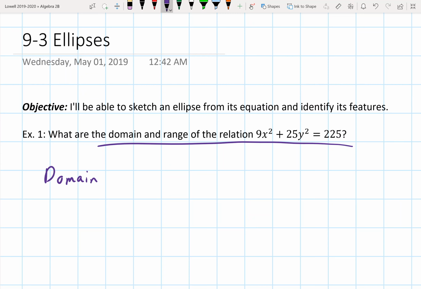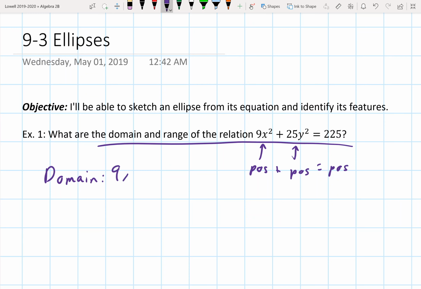Let's think about this equation before we even jump into that. Let's take a look at this equation. So we have 9x squared plus 25y squared equals 225. Notice here, no matter what x and y you plug in, x squared is going to be positive, and so is y squared. And so this is always positive plus positive equals positive. Now, this means that x and y actually can't just be anything. So we already know that the domain and range are not all real numbers. And here's how I can tell.